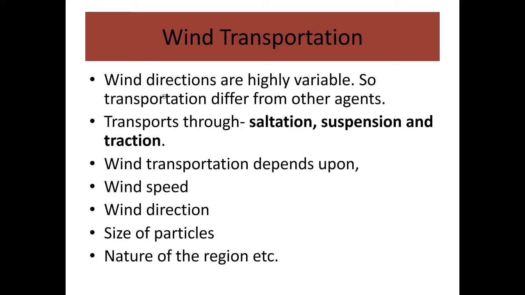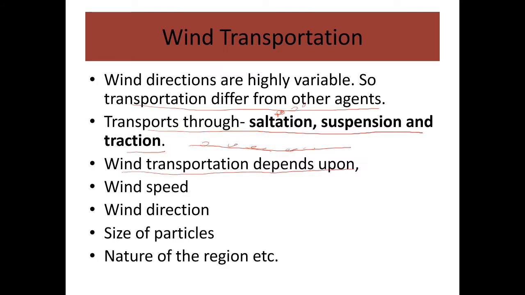Wind transportation. Wind directions are highly variable, depending upon the pressure and temperature variations of a particular region, so wind directions will vary. It's a very dynamic process. Transportation differs from other agents. It transports through saltation, suspension and traction. Saltation we know as bouncing of the material. In suspension, the finer particles are suspended in the air itself, and traction is creeping along the floor of the surface. So through these processes it transports.